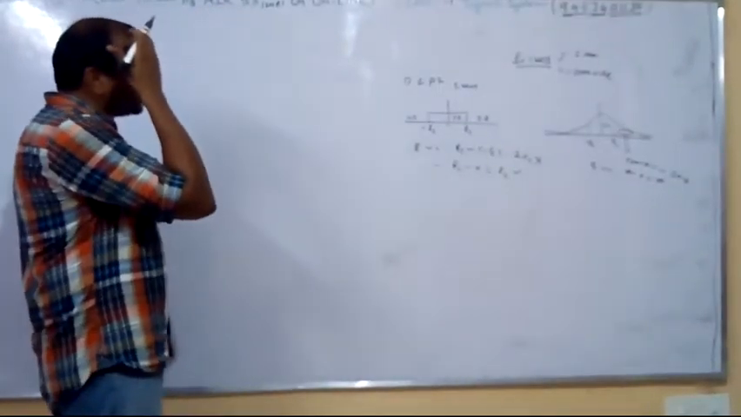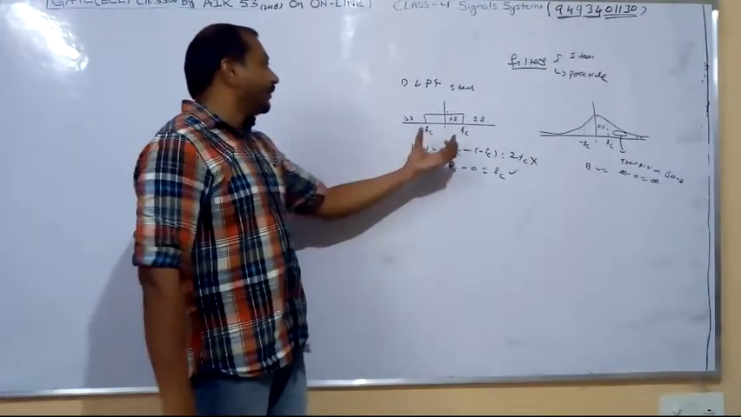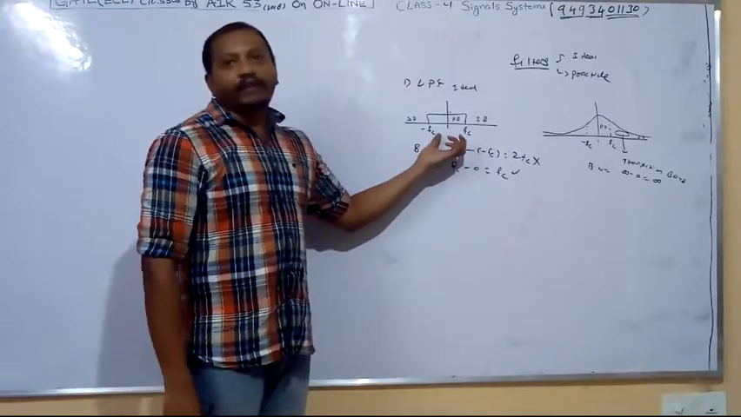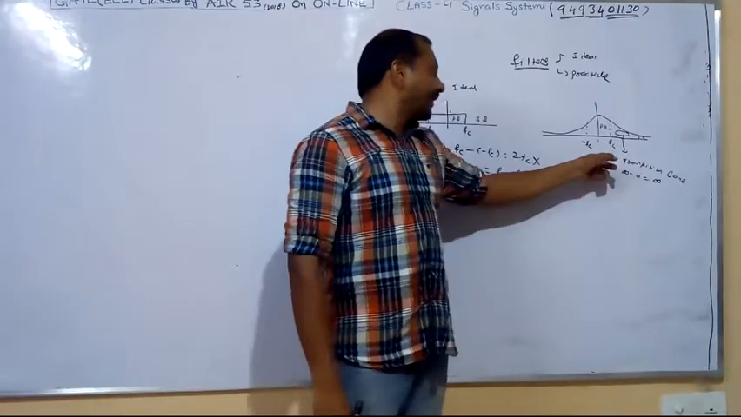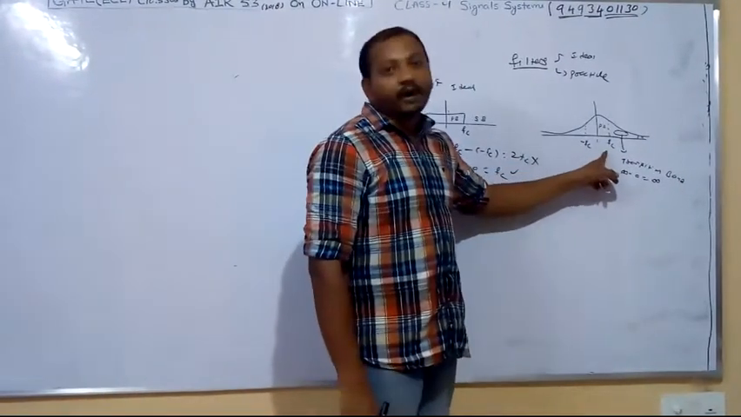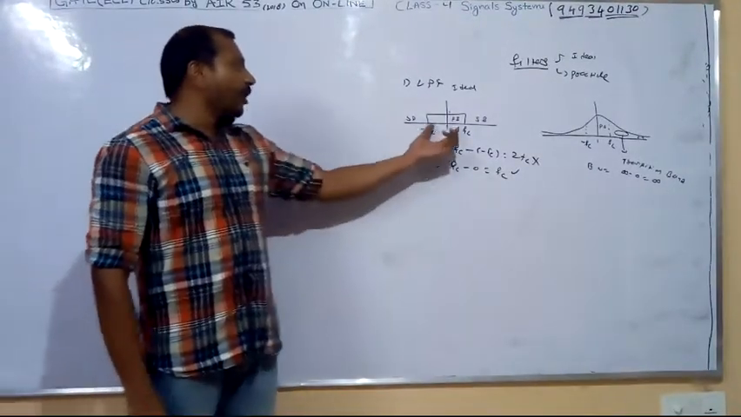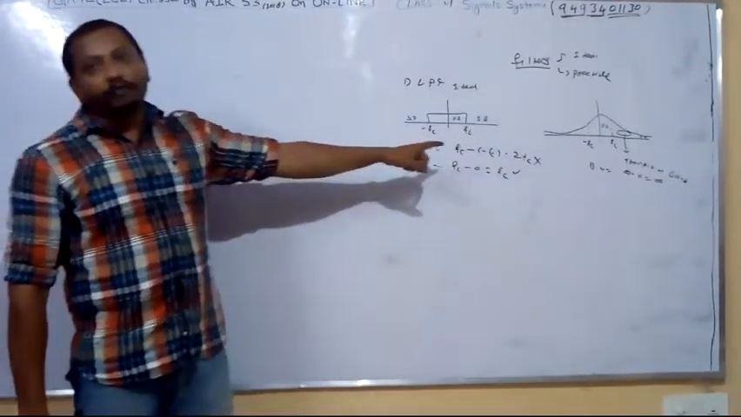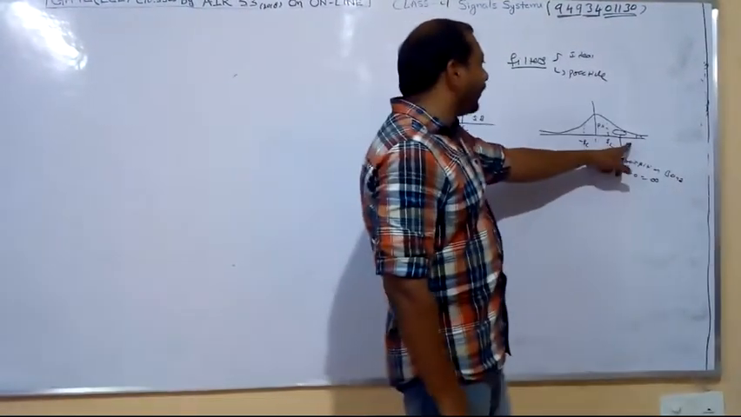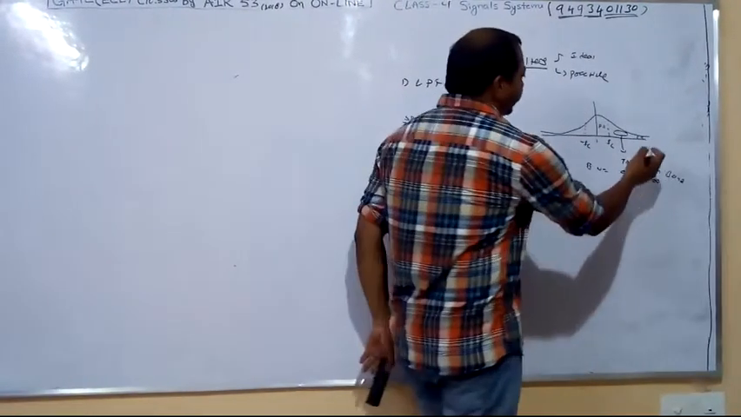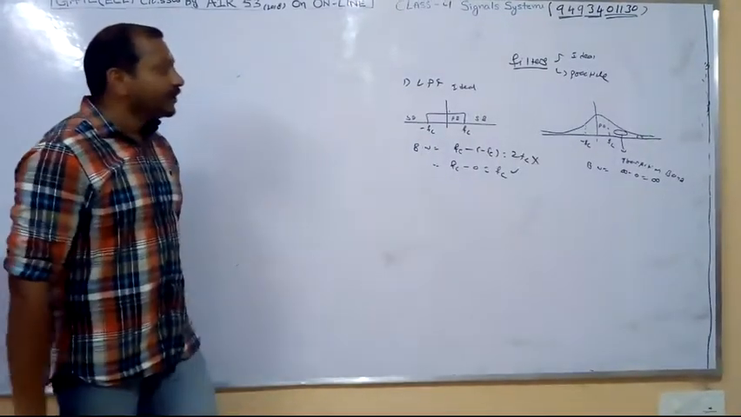Here the topic is the difference between the ideal low pass filter and the practical low pass filter. Ideal low pass filter means it has a sharp cutoff frequency, but the practical low pass filter does not have a sharp cutoff frequency. In the pass band, the amplitude is uniform. In the ideal stop band, the amplitude is definitely equal to 0, but in the practical stop band, the amplitude never becomes 0; it almost reaches 0. And the bandwidth here is simply fc.